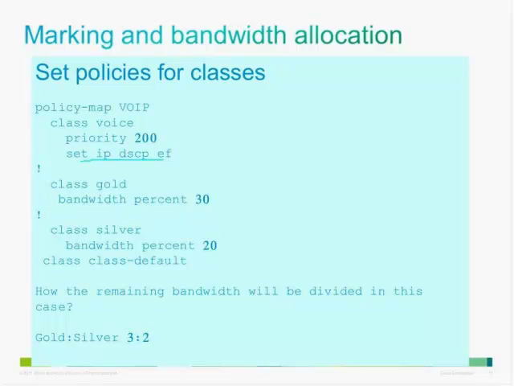I just want to introduce a concept here. Suppose 50% of the bandwidth we are using for gold and silver, and assume there is no traffic on voice, and 50% is available in the class default. In the earlier versions, we were able to allocate the remaining bandwidth in a 3:2 ratio because we have assigned 30% of the bandwidth to gold and 20% to silver. So whatever 50% is available, we would share in a 3:2 ratio. But this behavior is changed in the later code, which we will see in our next slides.